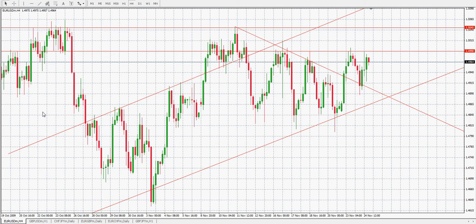Starting off, we're looking at the 4 hour on the Euro US. It's November 24th. I just have a trend line drawn out. This is a bottom daily trend line, and this is one that it seems to be respecting. And I have another line drawn out here.